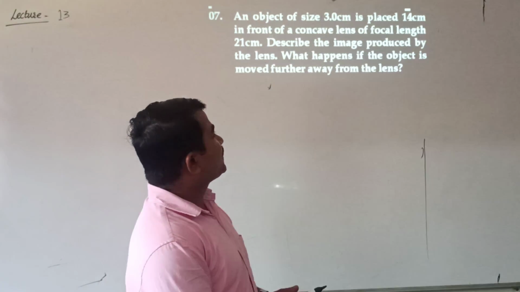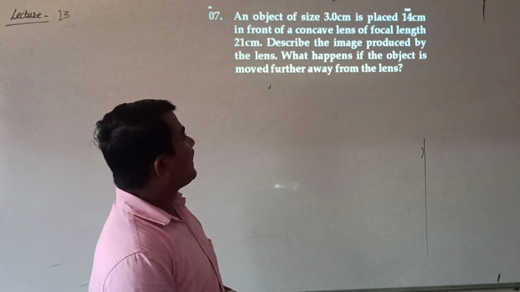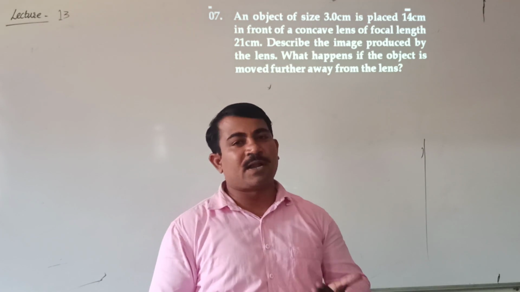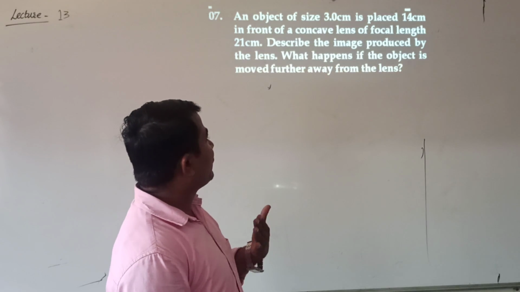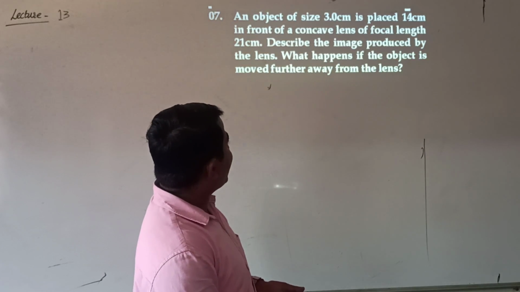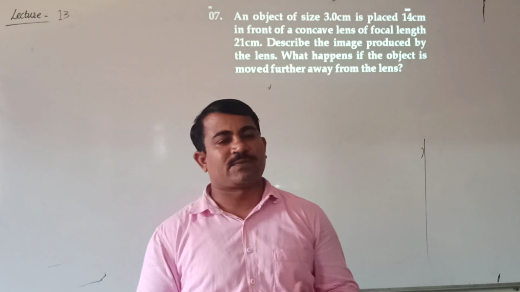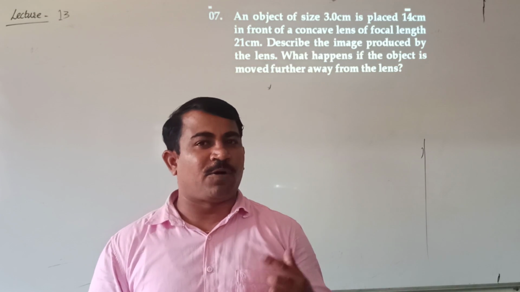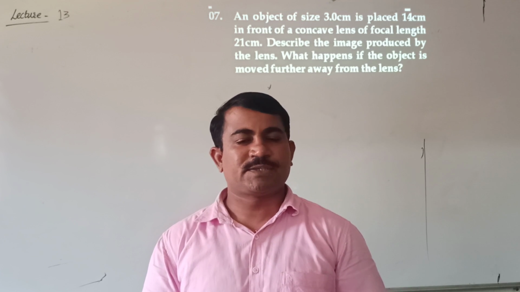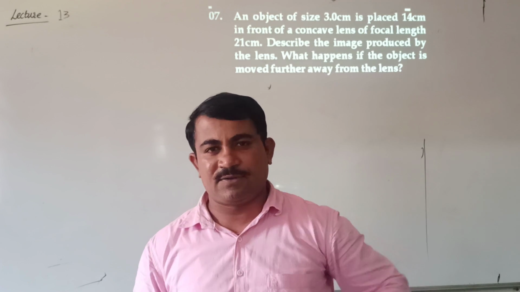An object of size 3 centimeter is placed 14 centimeter in front of a concave lens of focal length 21 centimeter. Describe the image produced by the lens, and what happens if the object is moving away from the lens? See here, for a concave lens, object distance is taken to be positive and image distance taken to be negative, because for a concave lens the object acts as a virtual object and the image acts as a real one.